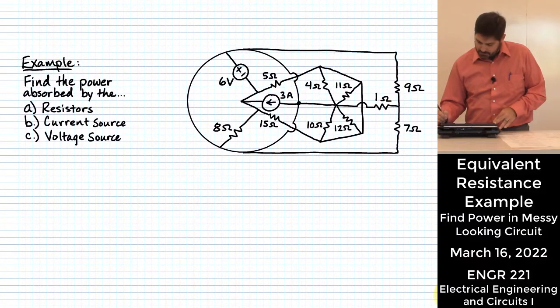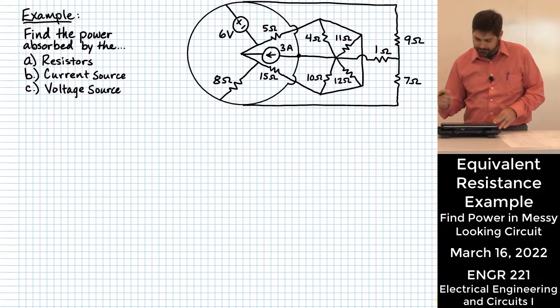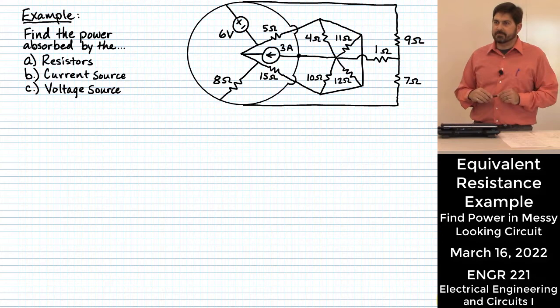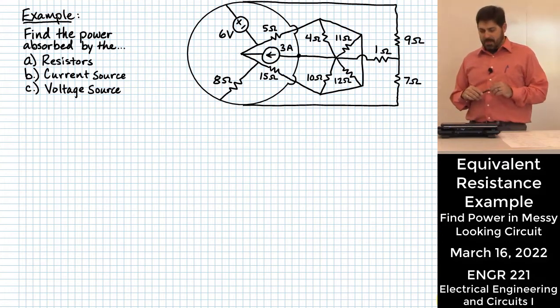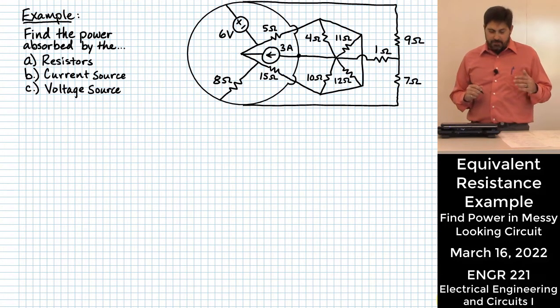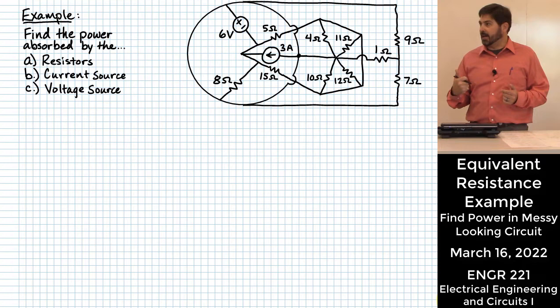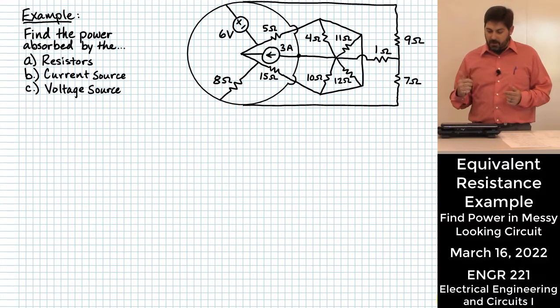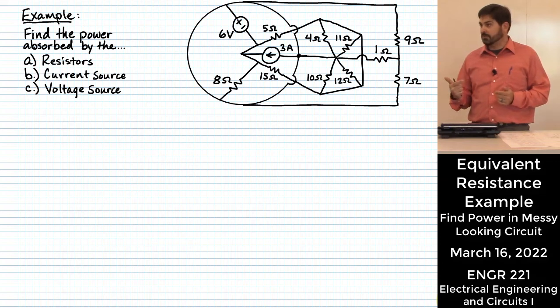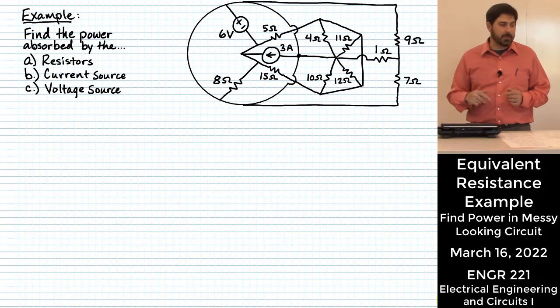All right, here is that example. That looks fun, right? Okay. It says, and very simple problem statement, find the power absorbed by one, the resistors, like all the power absorbed by all the resistors in the circuit, the power absorbed by the current source, and then the power absorbed by the voltage source.